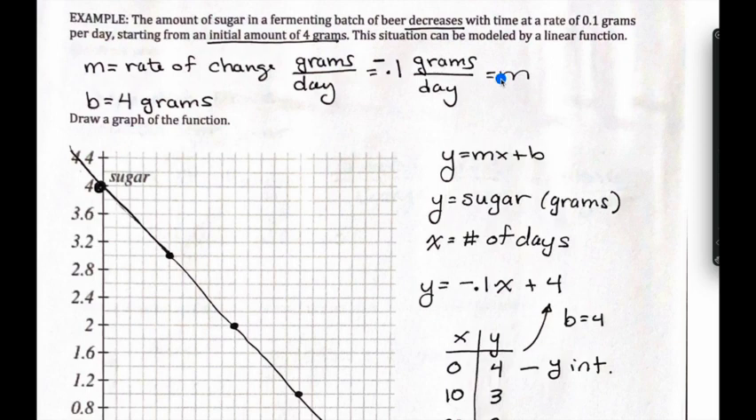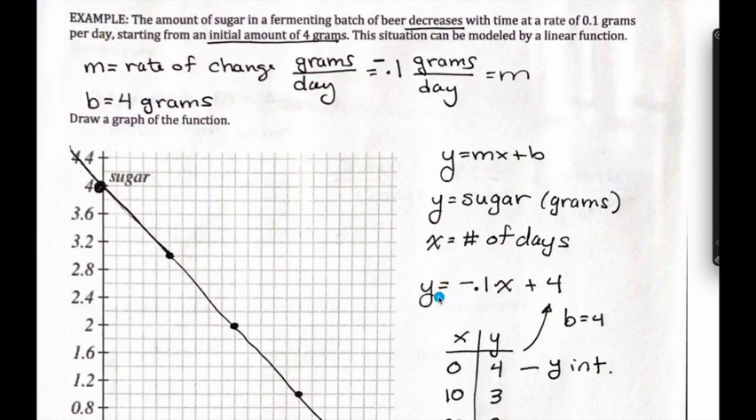That's my slope. Now it also says it starts from an initial amount of 4 grams. So that's going to be my value of B. That's my starting amount, 4 grams. So when I set up an equation, I have my M, which is negative 0.1, and my B, which is 4 grams. My X is the number of days, which is my independent variable, and my Y is the amount of grams after X days.